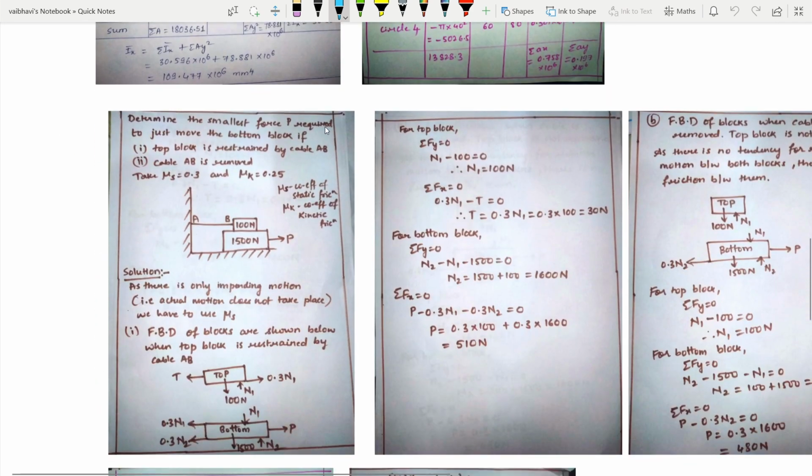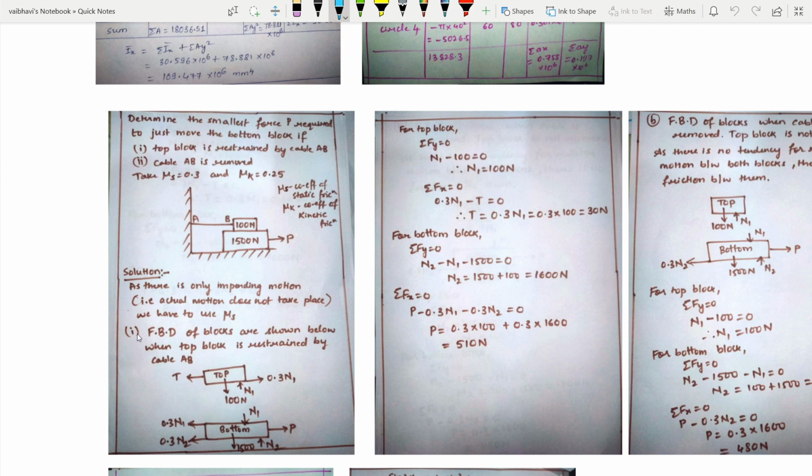Then, determine the smallest force P required to just move the bottom block if the top block is restrained by a cable. There are two blocks given, weight 100 Newton, and the second one is 1500 Newton. First, the top block is restrained by cable AB. Then mu s and mu k are given. Mu s means coefficient of static friction, mu k is coefficient of kinetic friction, right?